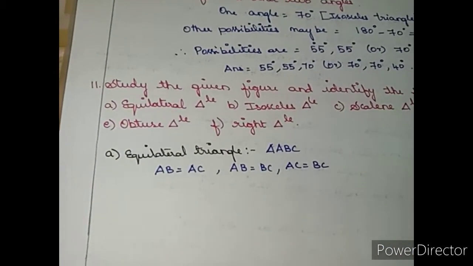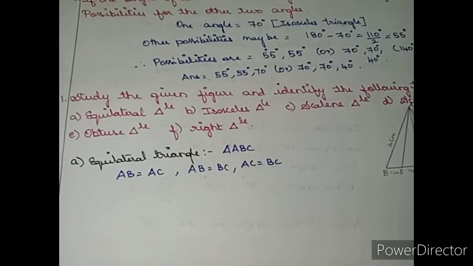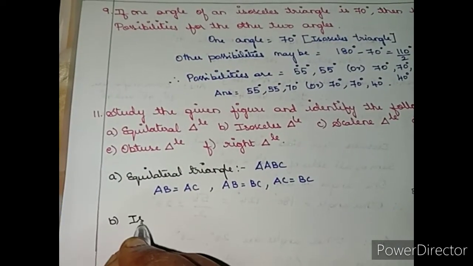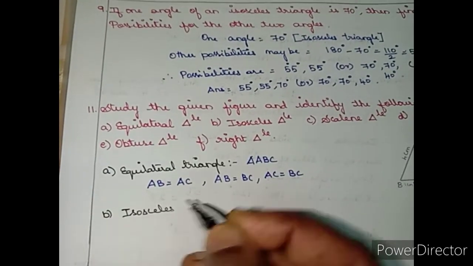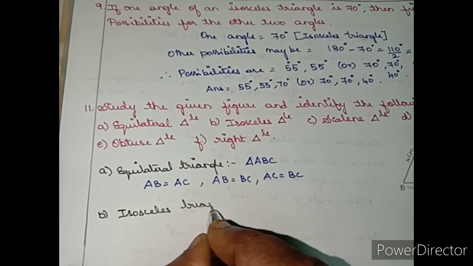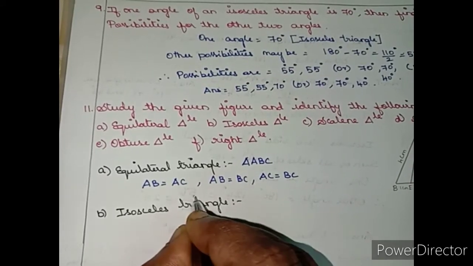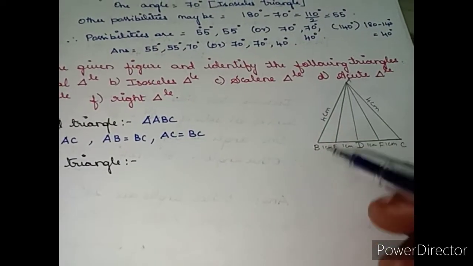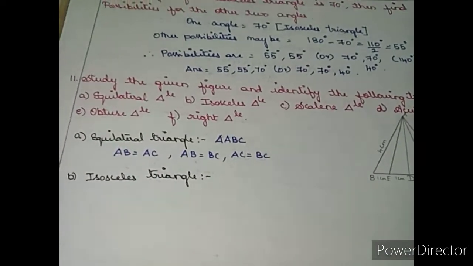We will go with the next one, isosceles triangle. We'll see. So, we know what an isosceles triangle is. Two sides will be equal. The one side will be different.